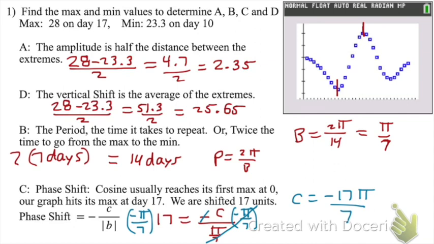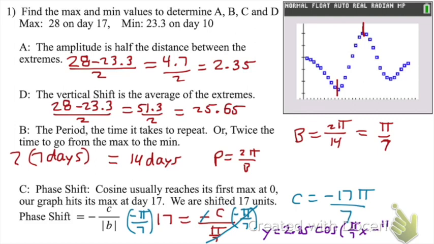Now that we have our A, our B, our C, and our D, we can write our function. See if I can squeeze it in here. So our function, y equals my A, which is 2.35. I chose to use cosine, so cosine. My B is pi sevenths, that's multiplied by x. My C is negative, so I'll need to have a negative sign there.